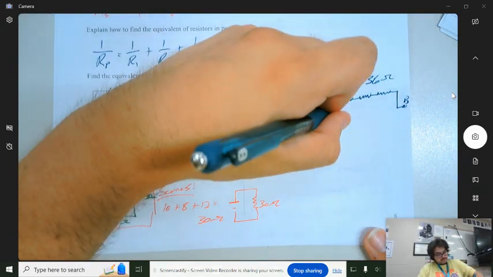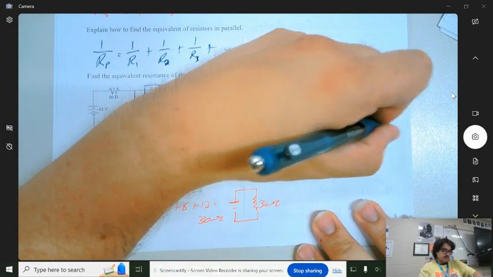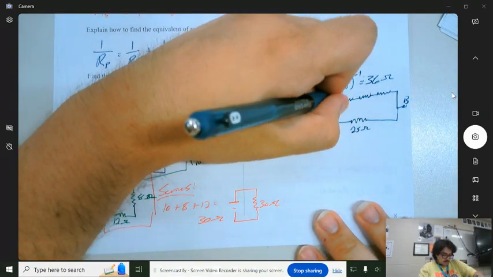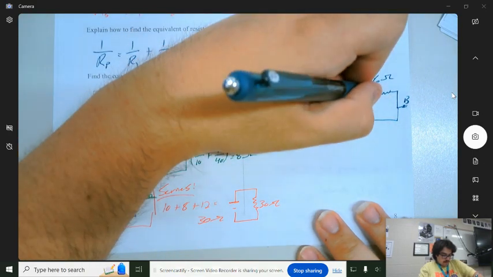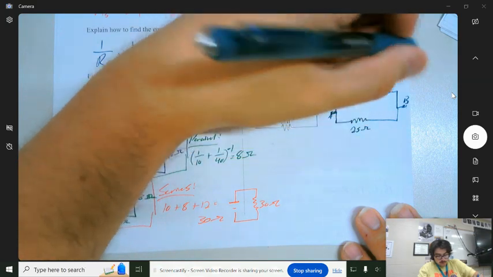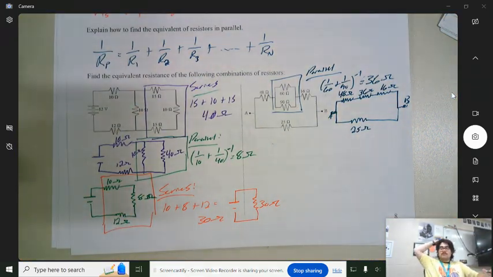here's B, and then there's one resistor in here at the bottom: 25 ohms, 48 ohms, 36 ohms, and then 16 ohms. Okay, there you go. That's what you got to do.